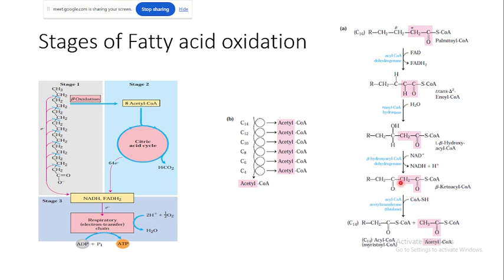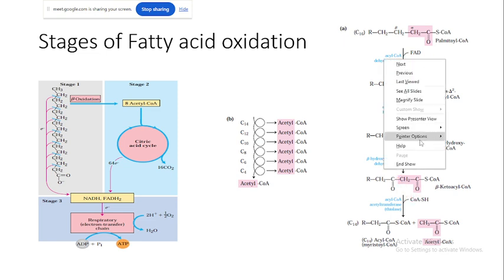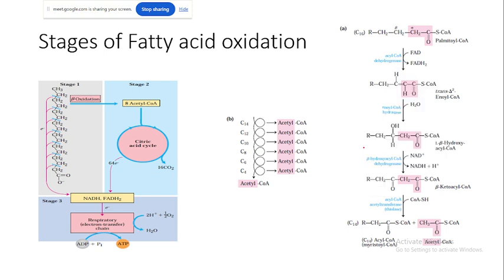So the split will be here actually. This is the alpha carbon, this is the beta carbon. So it will form one molecule of CH3 C double bond O S CoA, which is acetyl CoA, and one molecule of R CH2 CO S CoA, right? Initially it was C16. Now one acetyl CoA, a 2 carbon molecule, is removed. So C16 minus C2 is C14, so C14 is remaining.